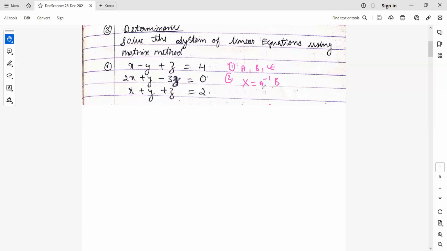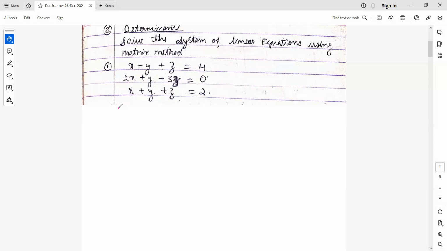For A inverse, we already know there is a formula. First we have to calculate A inverse, and after substituting A inverse and multiplying it by B, we will get the values of X, and that is the matrix X. We will follow these steps here.